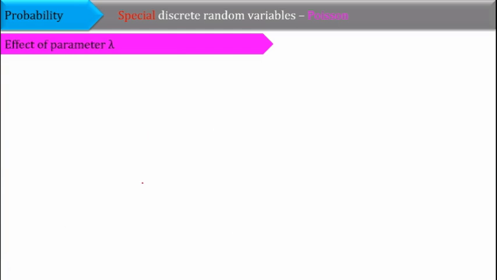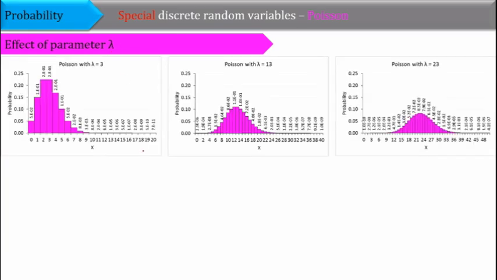Okay, so very nice. Now before we get to an example, let's just see what the effect of the parameter lambda is on the distribution. Here I have 3 different Poisson distributions, PMFs, and each one has a different parameter lambda. Here lambda is equal to 3, here lambda is equal to 13, and here lambda is equal to 23. Above each bar, I've indicated the probabilities, just so that you can see that even though we can't see the bars, there's still probabilities over there.